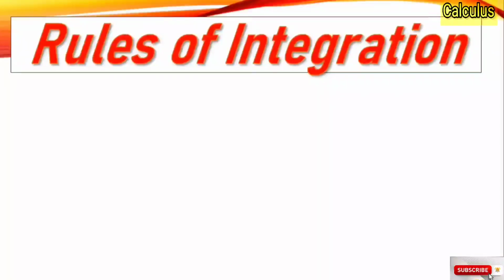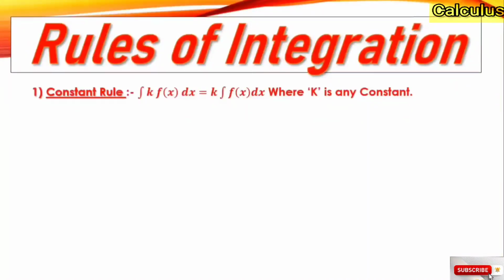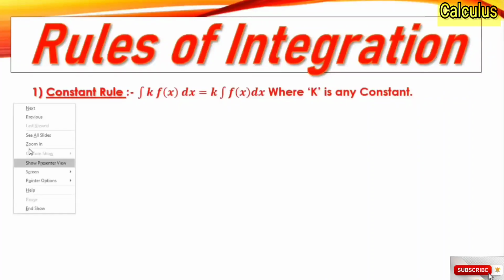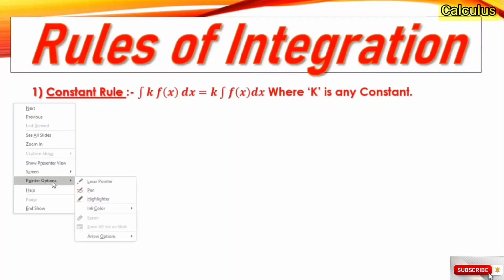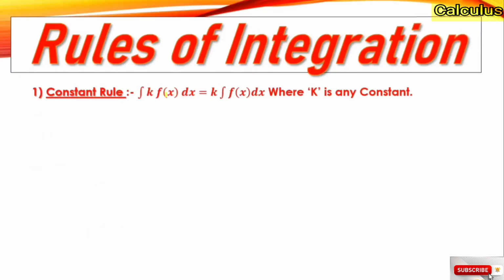There are some rules of integration. In number 1 you can see there is the constant rule. In the constant rule, the integration of k f(x) dx is given by k outside of the integration sign, then you can write f(x) dx, where k is a constant or any number. You can see k here.